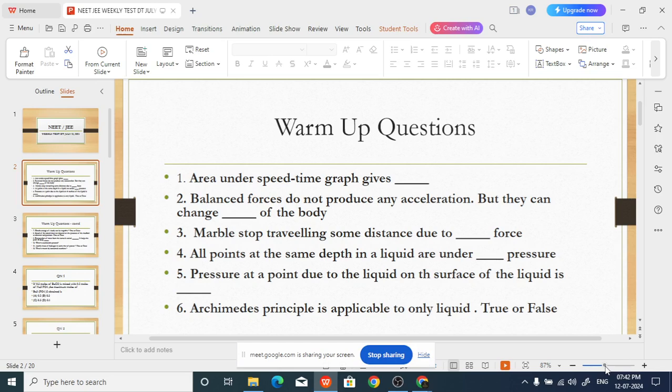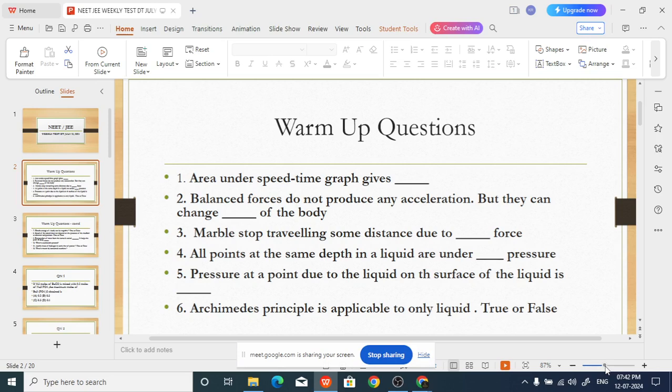Speed into time will give what? Speed into time will give you what? Distance. Why are you so hesitant? My God, something happened to all people. I'm giving you speed into time. You should immediately say distance. But the question itself is easy. Area under speed time graph gives distance. Okay, very good. Anyway, at least you have done this.